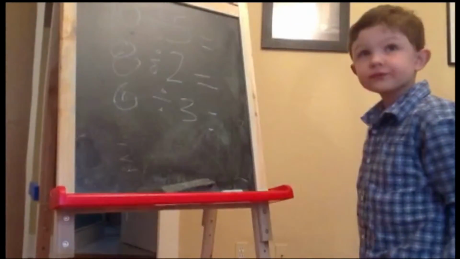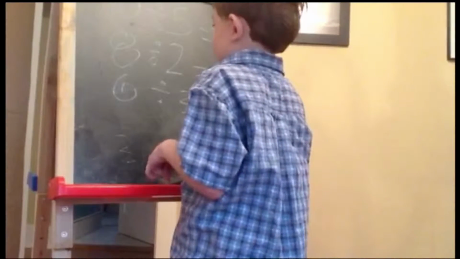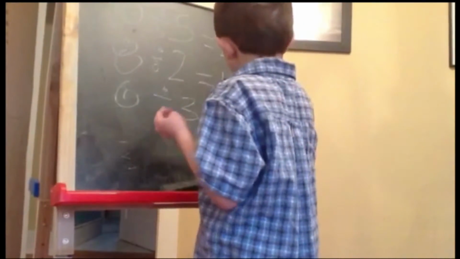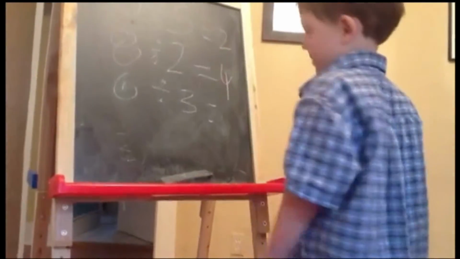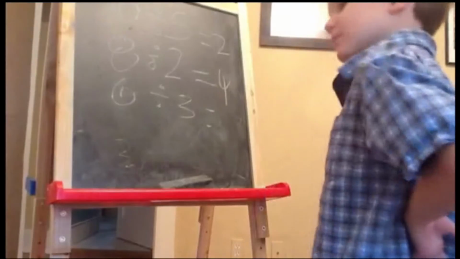If I have 10 jelly beans and I put them in 5 groups, how many are in each group? 2. Right. How about 8 divided by 2? If I have 8 jelly beans, I put them into 2 baskets. How many are in each basket? 4. Good. Now, if I have 6 jelly beans, I divide them by 3. How many are in each basket?